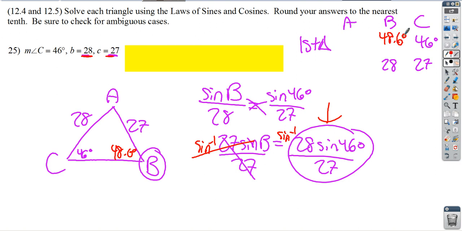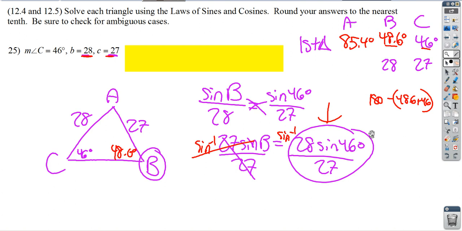Okay, now how can we get A? We can add these and subtract it from 180. So 180 minus those added together. What's that? 94.6. So that's going to be 85.4 will be A. Okay, and then we can do the law of sines again.